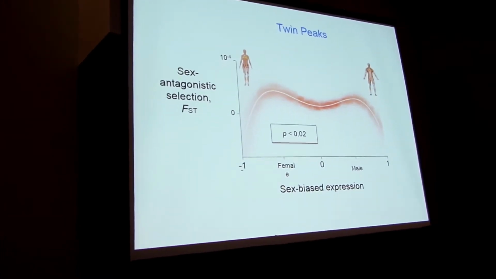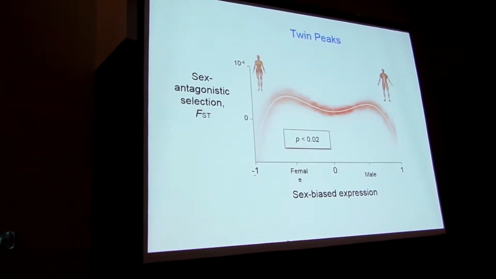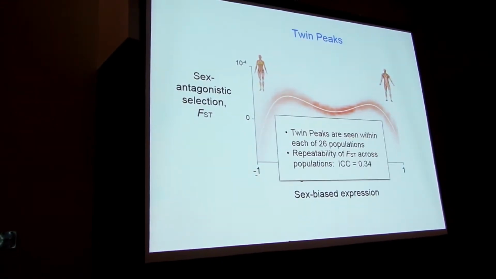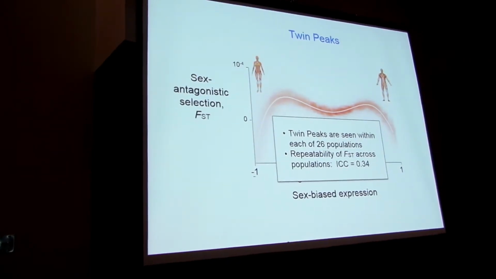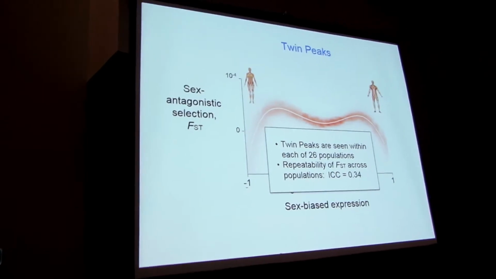But the point is that if you can give up looking for the particular individual genes that are under selection, you can still find interesting patterns. So twin peaks are seen within each of the 26 populations significantly. And furthermore, the repeatability of FST across these populations.